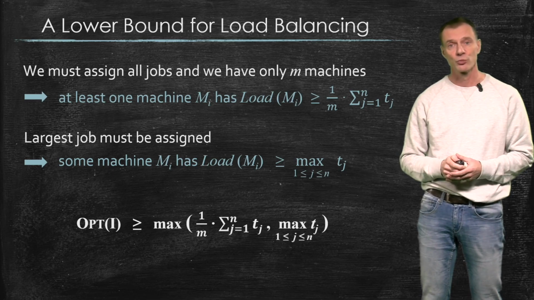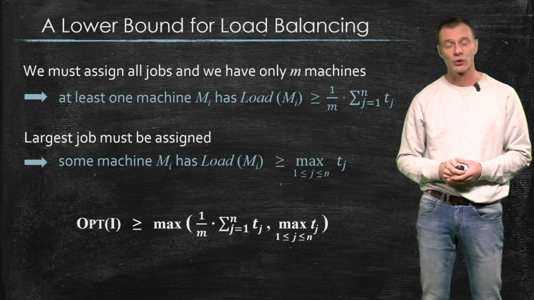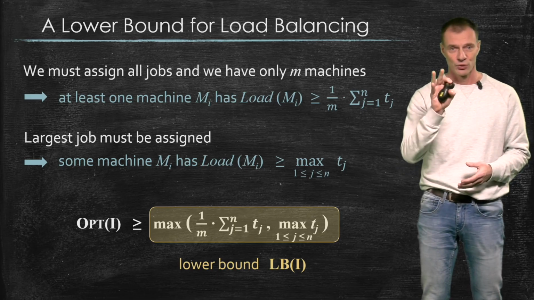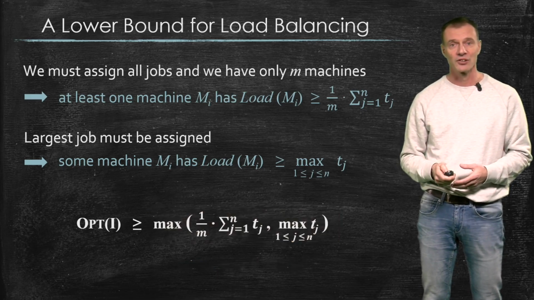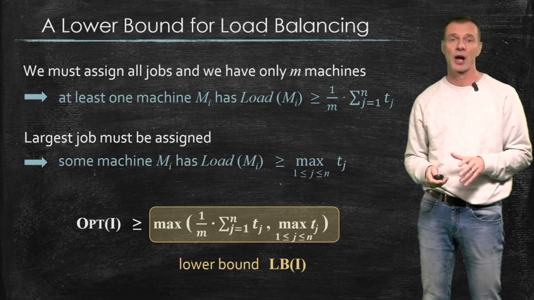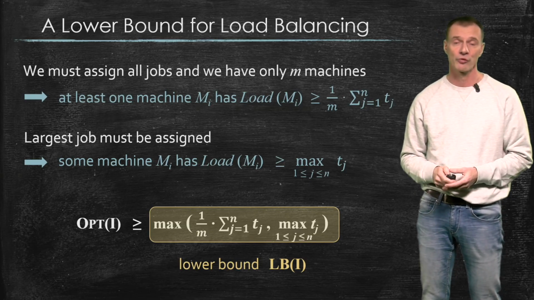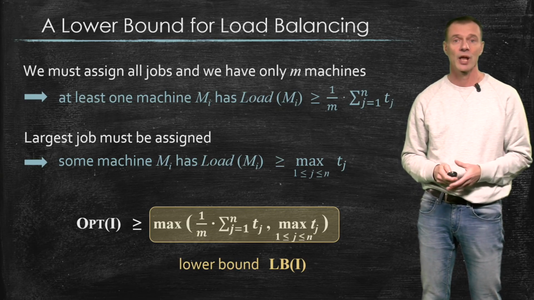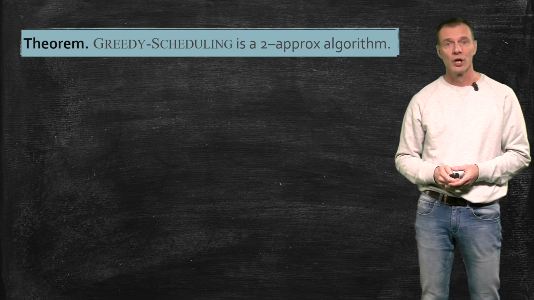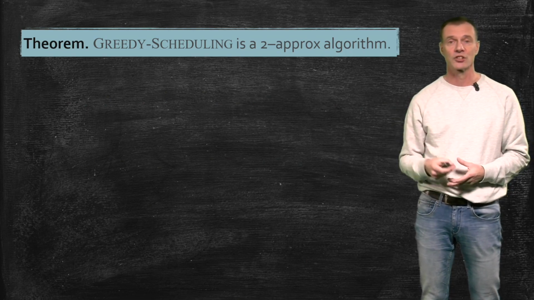So now if we want to prove that our greedy algorithm is a two-approximation, so this is the lower bound, and I forgot to say we denote it by LB(I), for lower bound of I.